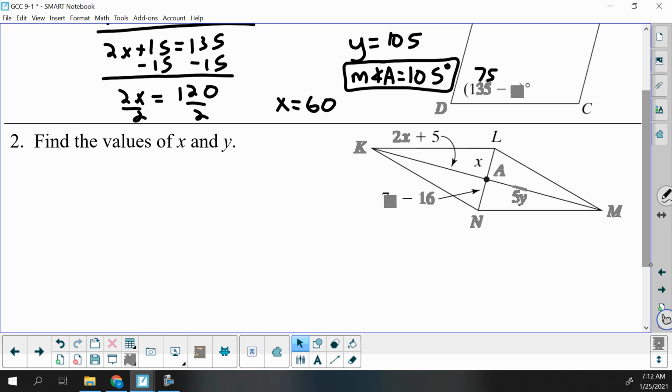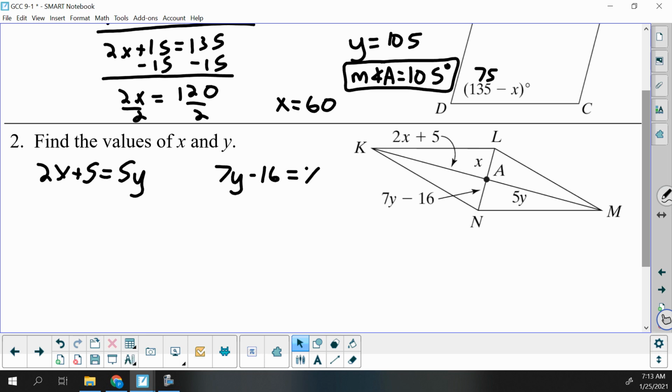All right, next up we want to find the values of x and y. Each of those expressions are labeling the parts of the diagonals. So we want to be thinking of our diagonal reason with a parallelogram, that a parallelogram implies diagonals bisect each other. Well, if they bisect each other, that means that point A is a midpoint of both of them. If A is a midpoint of both of them, then we have two sets of congruent segments. If they're congruent, that means we can set them equal. So we'll have 2x plus 5 is equal to 5y. And then the other one will have 7y minus 16 is equal to x.